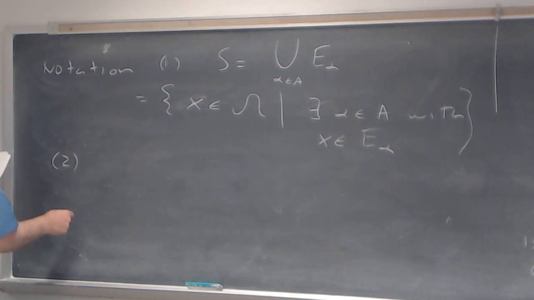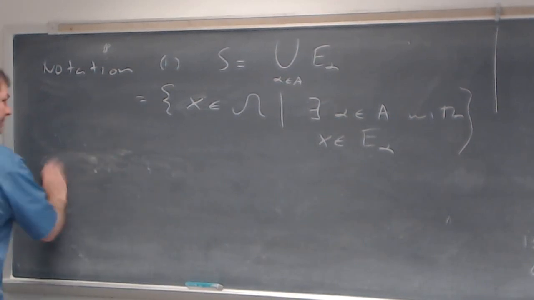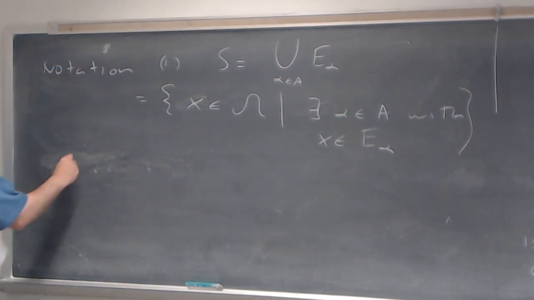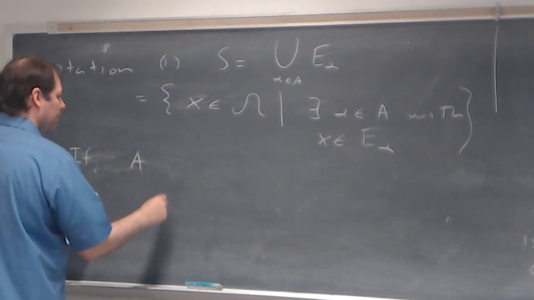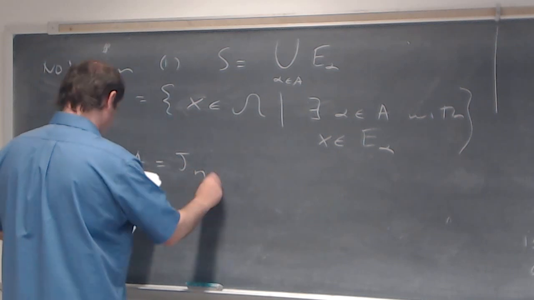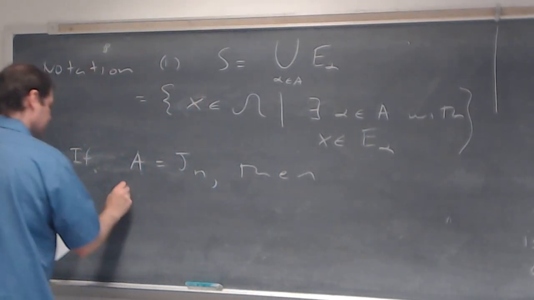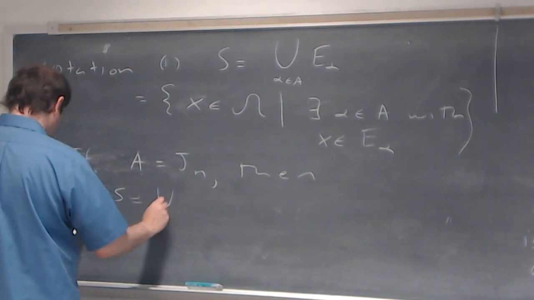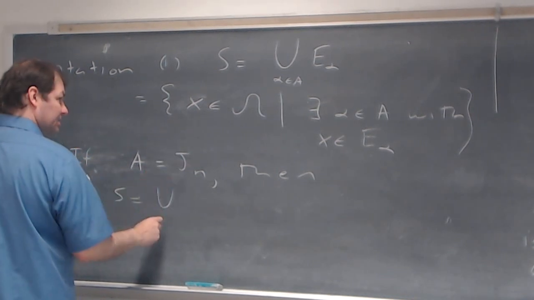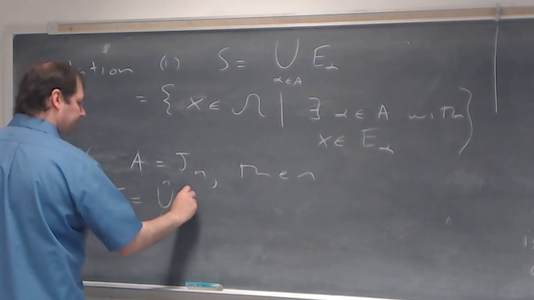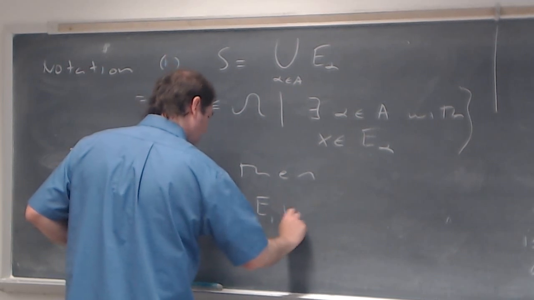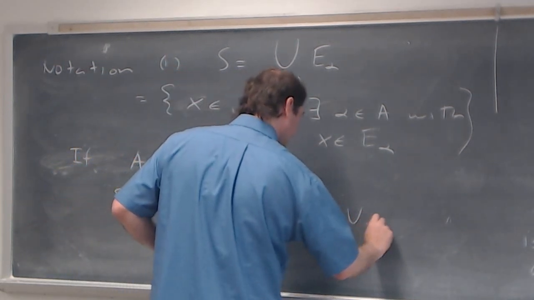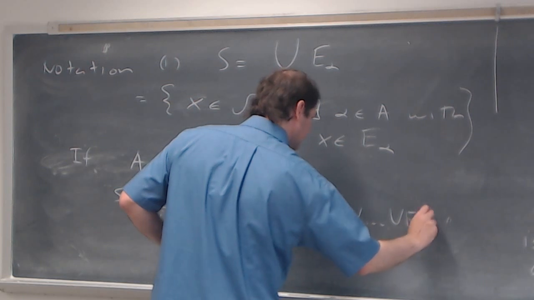And the second thing in terms of notation, we could have S equal to the intersection. Oh, wait a minute, there's more I want to say for this first situation. If A is equal to some J sub n, then in this situation where S is equal to the union, S is going to be the union as i runs from 1 to n of E sub i, which equals E sub 1 union E sub 2 union, and you keep unioning up to get to the set E sub n.